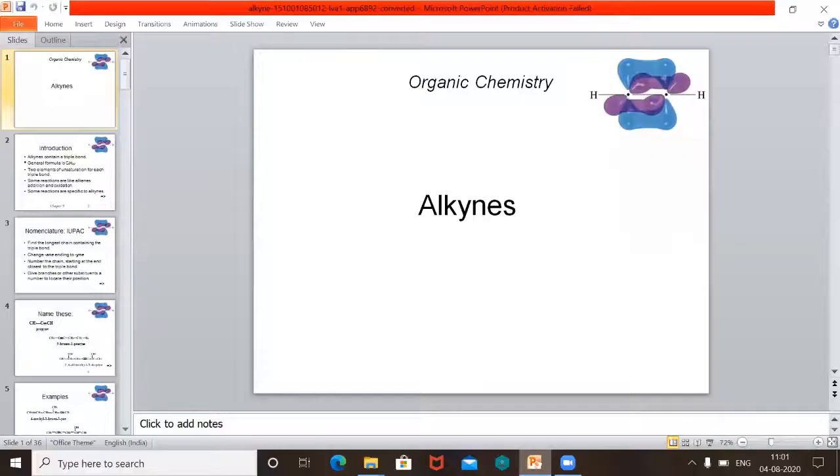Morning. Today we'll be seeing the third type of hydrocarbon, that is alkynes. In previous classes we have seen alkanes, alkenes. So today we'll be studying the preparation, properties and importance of this third class of compound, that is alkynes.